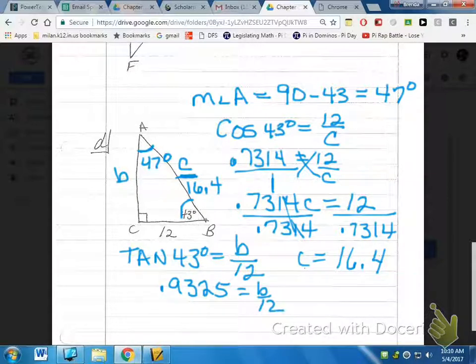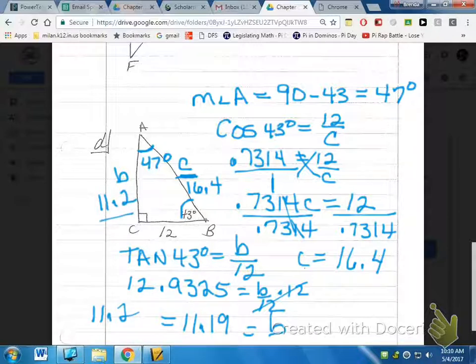equals B over 12, and this time I really only have to multiply both sides by 12, don't I? Because the variable's not on the bottom. So I take 0.9325 times 12, 11.19, and rounding off we would say 11.2. And we have solved the right triangle. We found all missing parts. All missing parts. Questions?